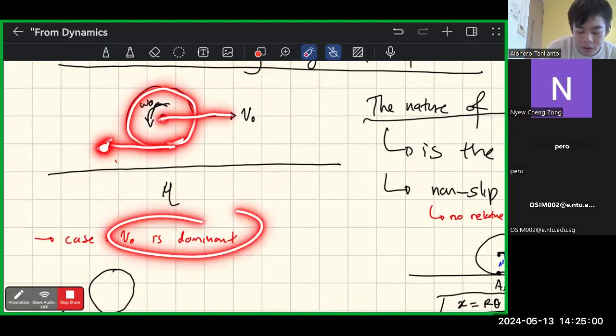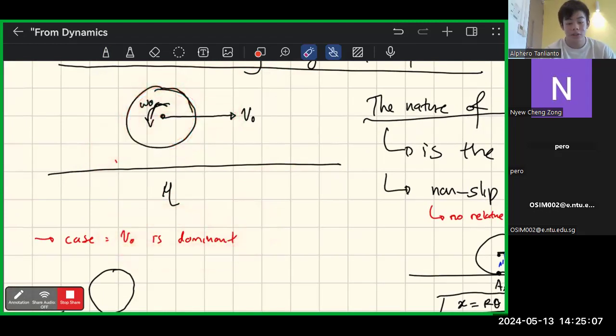Of course, they will eventually reach a non-slip condition to the right. The non-slip condition is the motion to the right because V naught is dominant. So they will move to the right. And because they move to the right, eventually they will get to a point where V equals omega r, which is the non-slip condition.